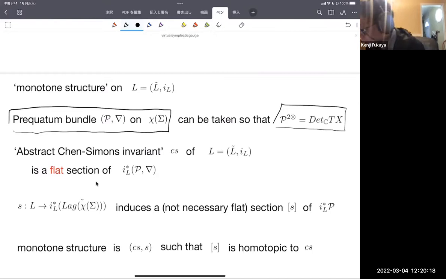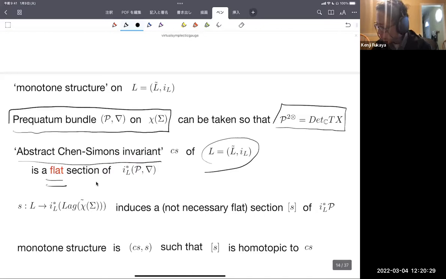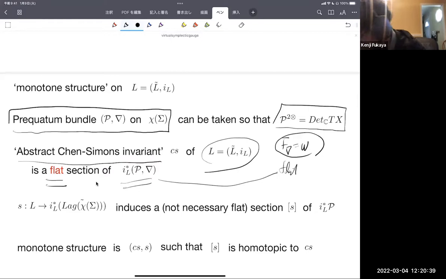And I want to define the notion of abstract Chern-Simons functional. It is a flat section. So you have this immersed Lagrangian submanifold L, and I pull back this pre-quantum bundle to L, and this is a flat bundle because the curvature of this is a symplectic form. So these are flat bundles, and an abstract Chern-Simons functional is a global section of this line bundle. And I want to require that this Chern-Simons functional and this grading are related. So first of all, we consider p in L and T_p L, which is a Lagrangian subspace of T_p X. And we take its real determinant, and this is a subspace of the complex determinant.